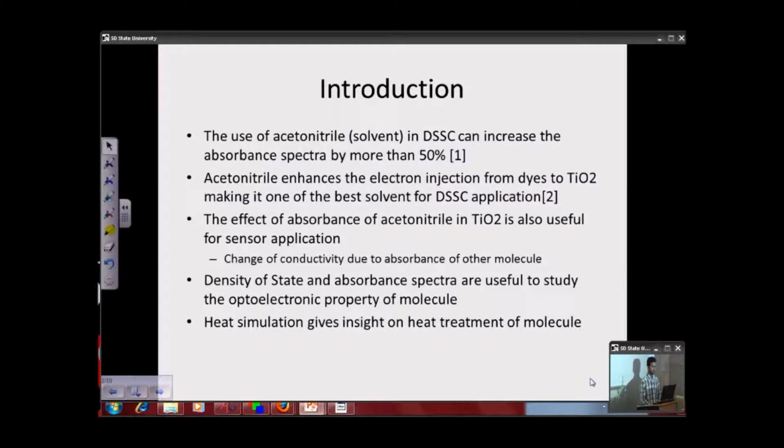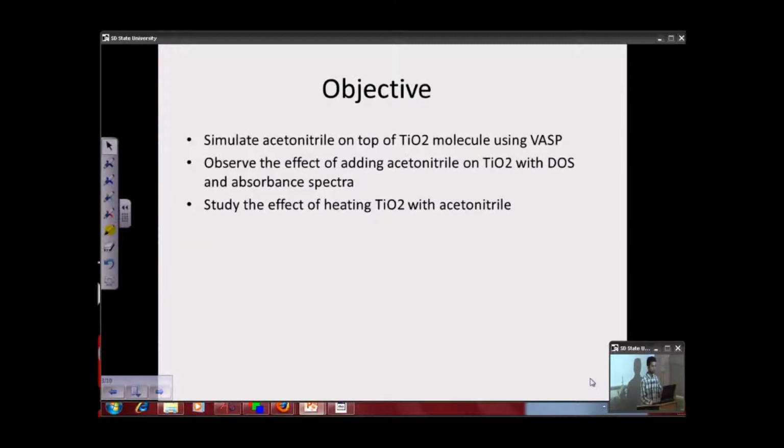solvent for DSSC application. The effect of this absorbance of acetonitrile in TiO2 is also useful for sensor application, where the change in conductivity due to absorbance is the key for the sensor application. Similarly, density of state and absorption spectra are useful to study the optoelectronic property of molecule, as well as the heat simulation gives insight on heat treatment of molecules.